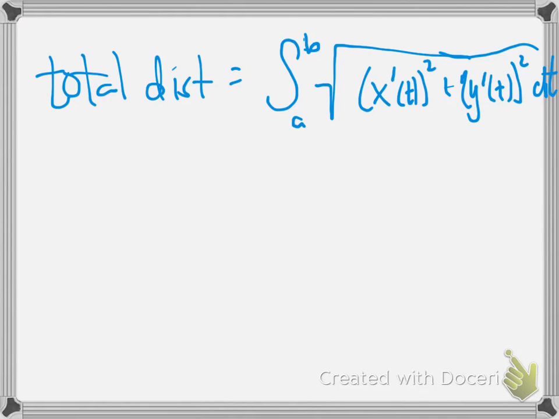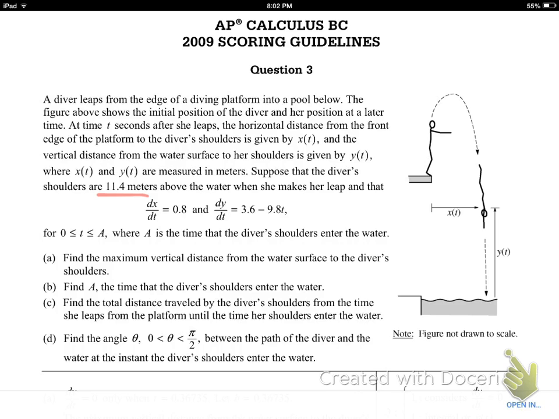Well, total distance from when she dives until she hits the water, let's make some room over here. So we know she hits the water at that time A, that 1.936, but I'm going to use the letter A when I write this down. It's a little cleaner. And then what do I need here? Well, they gave me x prime, that's dx over dt. That's 0.8.